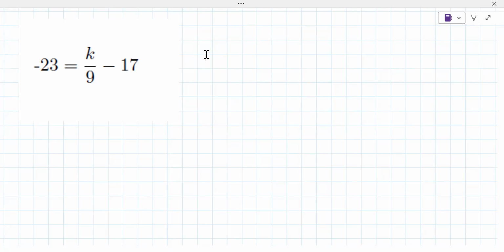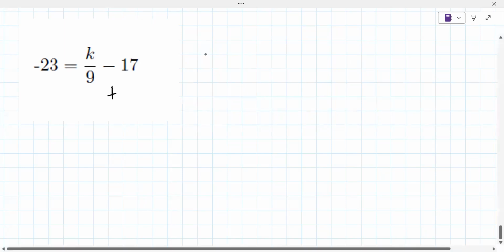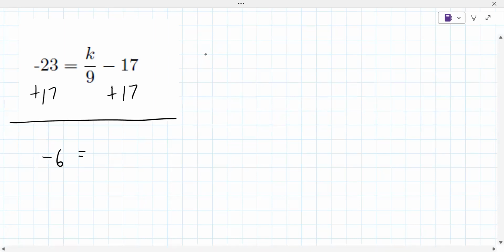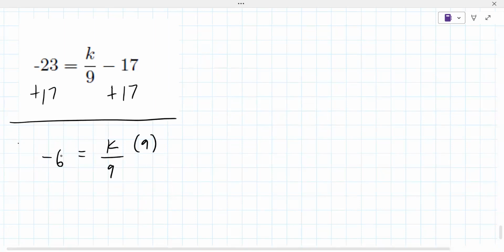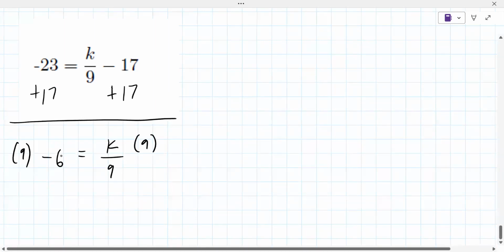I got K equals -45. So you add 17 to both sides. -6 equals K over 9. Is that what you have, or did you write...? Okay, so wait, now, because if you put 5 here... No, I put -5. Yeah, okay. Your answer was in the ballpark, but kind of off.